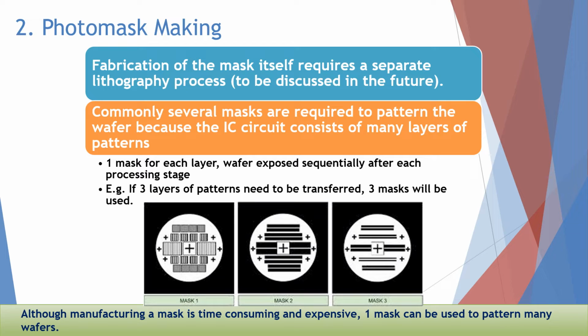And commonly several masks are required for us to do the pattern on the wafer. So let's say, for example, for one circuit you might need more than one: mask 1, mask 2, mask 3, because there are layers of circuit usually involved in the process of IC circuit fabrication on the wafer.